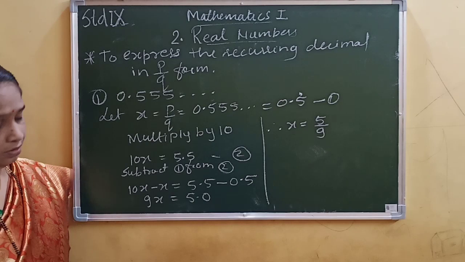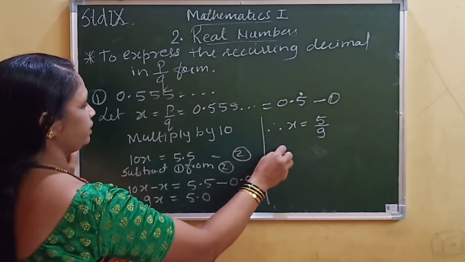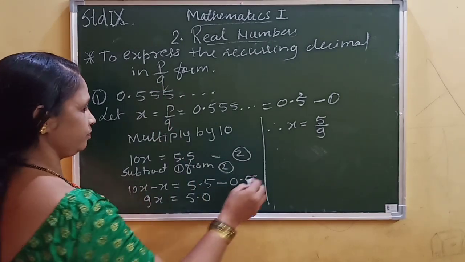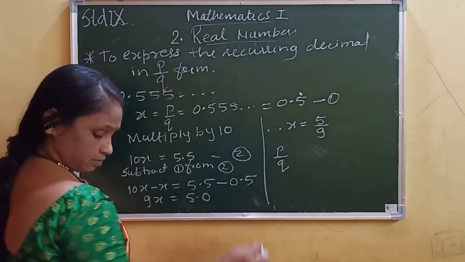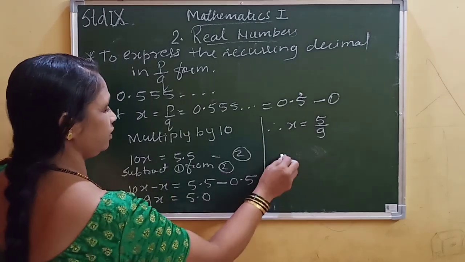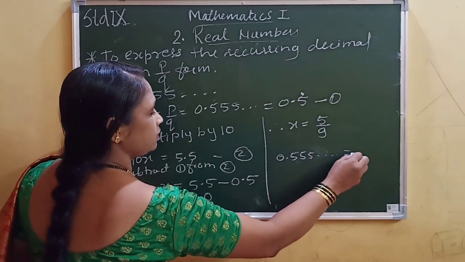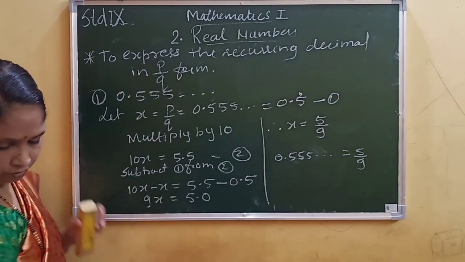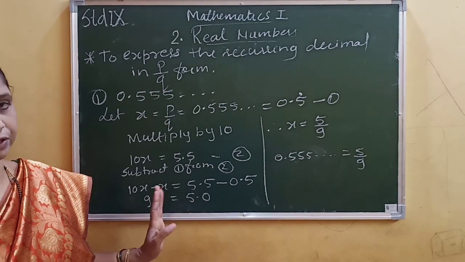So what will be the P upon Q form of this recurring decimal? It is equal to 5 upon 9. Okay, which will be equal to 5 upon 9. In this way you have to solve.